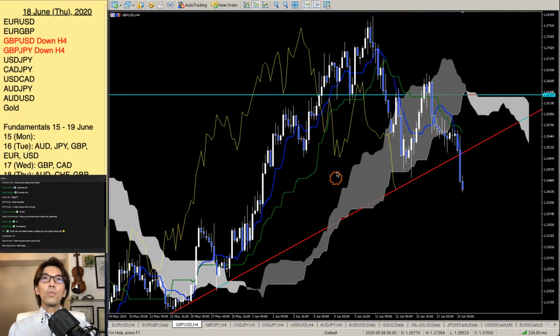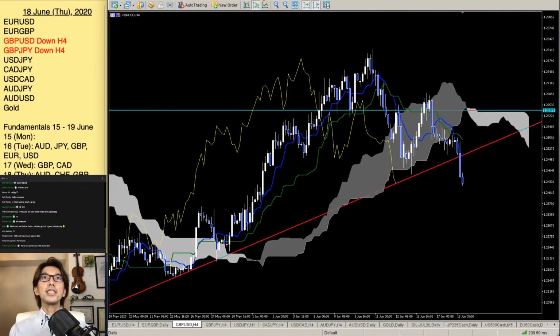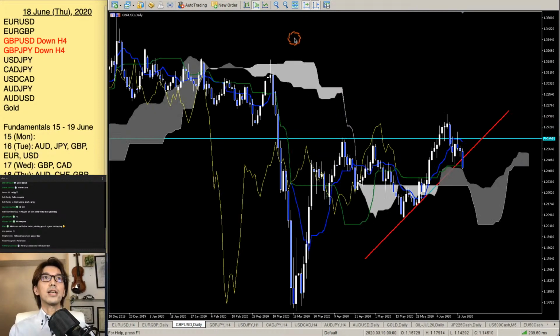All right, so here is a GBP/USD 4-hour chart. Let's take a look at the daily first. Let's take a look at the daily chart on this GBP/USD. Right now the price is going down in the short term, I mean on the less than daily chart. It looks like the price is breaking this trend line downwards, right at this Kijun Sen area.